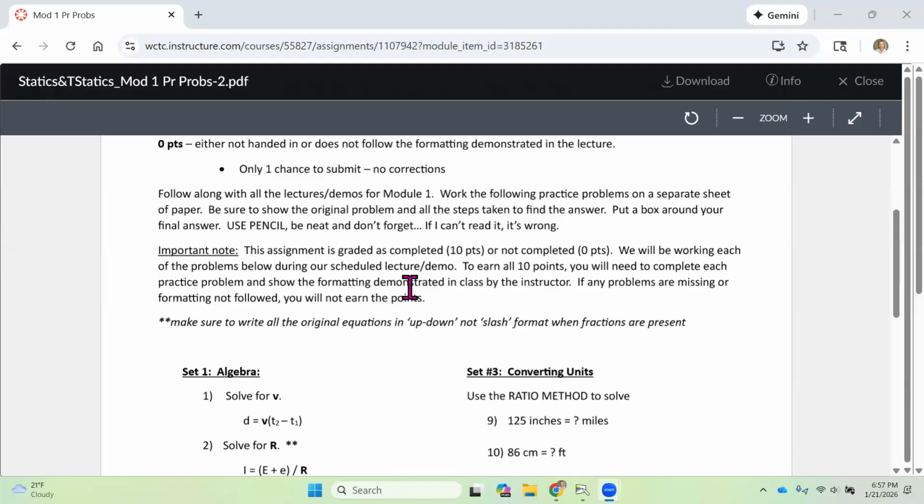If any of the problems are missing, or the formatting is not followed, you just don't earn the points. All right. So I want to make sure that you know exactly what's expected right here at the beginning, okay? Because this is how the rest of the class is going to go. And you're going to find that not only myself, but other instructors in the program expect the same thing when you're handing in work as well, okay?